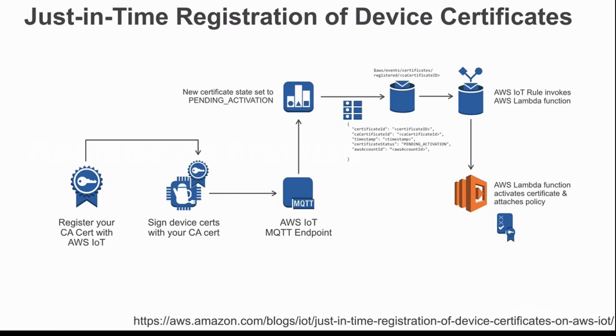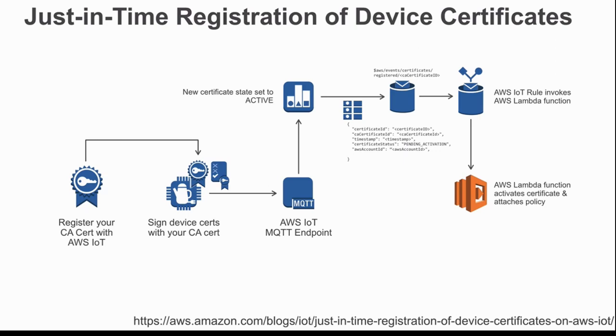That Lambda function can perform a couple of operations for you automatically. It can set the certificate state to active, as you can see there, and it can attach a policy to the device certificate principal, and therefore it can enable the device certificate to access specific MQTT topics and perform other operations via the AWS IoT API. So that is essentially the process that you use for just-in-time registration. There's a full write-up of that process available on that blog post.